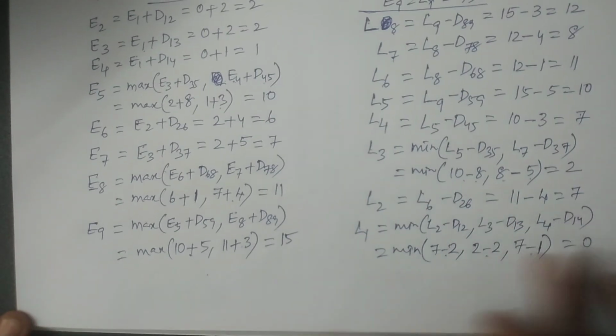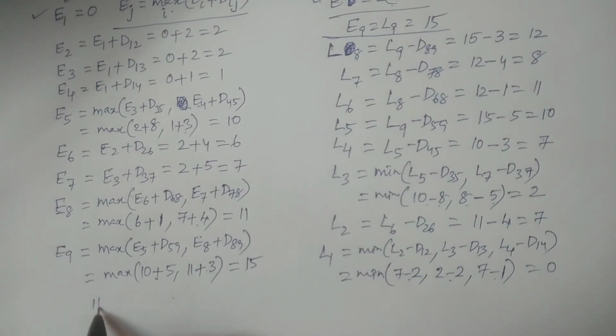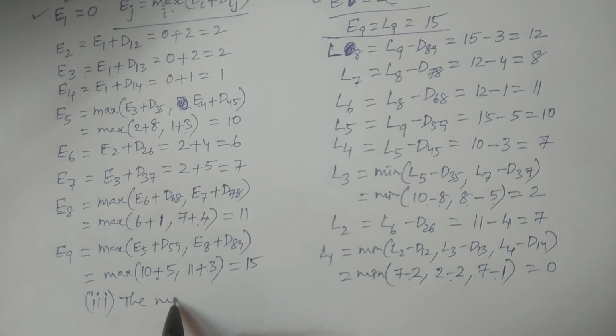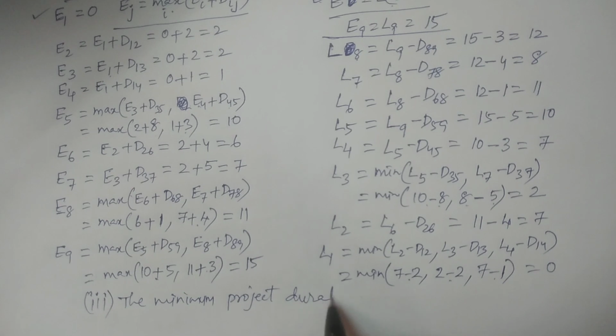So therefore, the answer to the third question is going to be considered. The third one is the minimum project duration. The minimum duration to complete the project is 15 days. Minimum duration is 15 days.